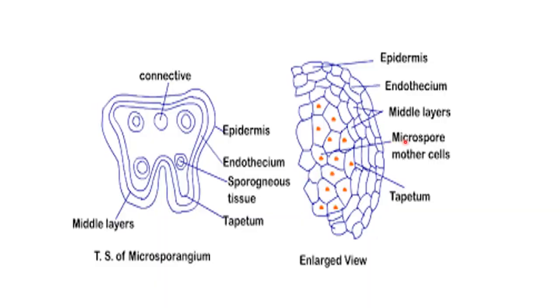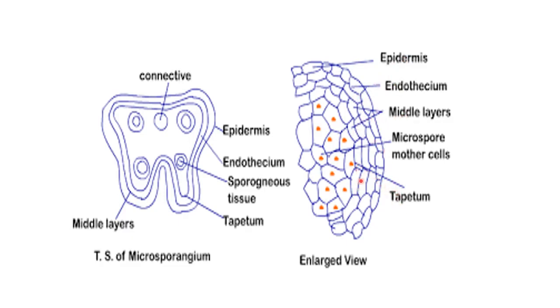This is an enlarged view of the microsporangium, or the well-developed anther, a four-lobed structure. The connective is present between the two lobes, at the junction of the two lobes. There is the outer epidermis, and these are the wall layers, which are very clear here. Below the epidermis is present the endothecium. The endothecium has the stomium, then there are 2 or 3 middle layers, and then the tapetum.